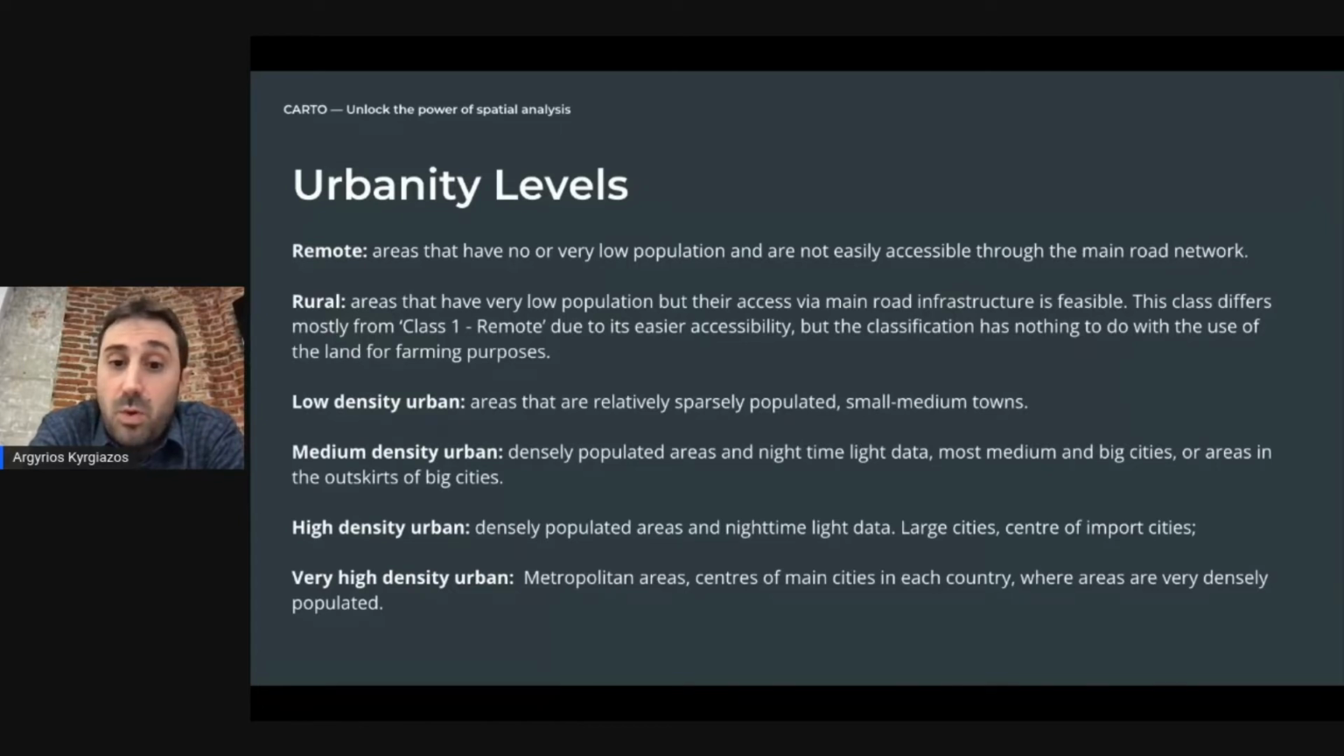And then we start seeing more concentration of nighttime light data. So we see more activity in these areas, outskirts of big cities. The fifth one, high density urban area. Now we start talking about large cities, centers of important cities. So we have very densely populated areas, and we see a very high concentration of activity in these areas. And then the last, basically, we're talking about the very high density urban areas. So metropolitan areas, the big cities, the capital of each country, where most of the population is concentrated and most things happen.